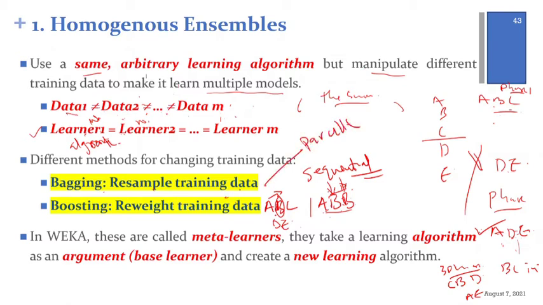While boosting, reweighting the training data, will be sequential, because the outcome of the first model will determine the next resampling we are going to do. Which data point we are going to assign more weight will be determined by the outcome of the previous model, and then it continues like that. We are going to see in detail how boosting is done. Now, in Weka, which is the package we are demonstrating for now, this kind of homogeneous ensemble is referred to as meta-learners.